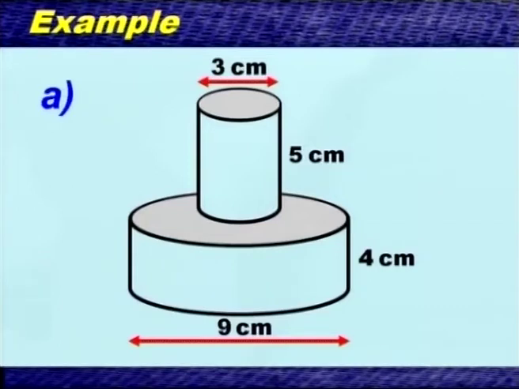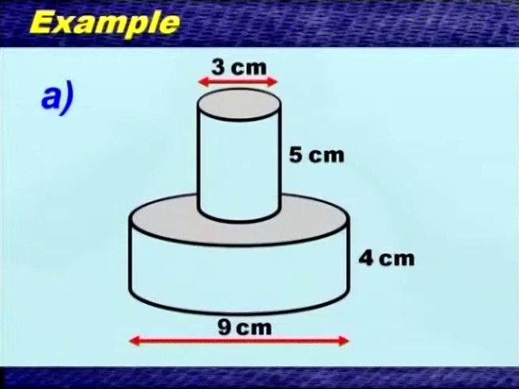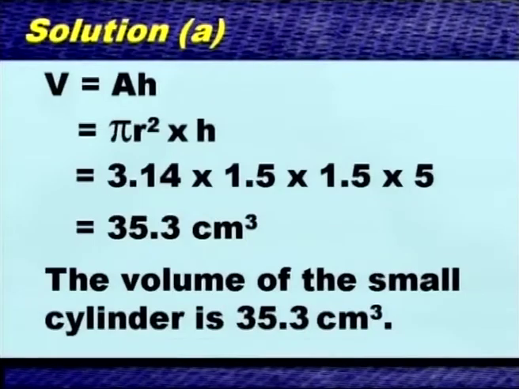Okay, let's just cross-check with our answers. Firstly, we want to calculate the volume of the small cylinder, where 3 centimeters is the diameter and 5 centimeters is the height. So when you're using the formula, volume is equal to AH, which equals pi r squared times the height.